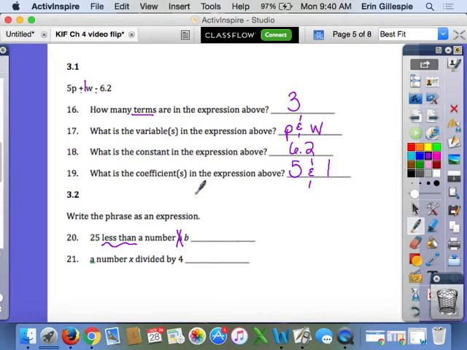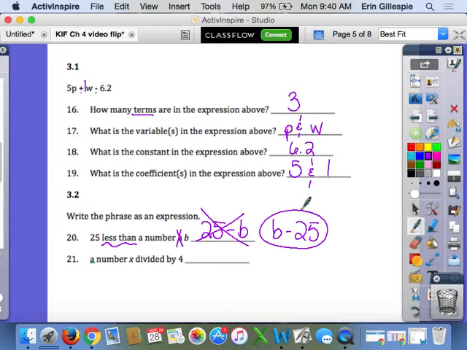Less than means subtraction, but remember, it reverses the order of the sentence. So it is not just 25 minus B like it's written in the sentence. It's saying 25 less than B, so 25 being taken away from B. So it should be this, B minus 25.